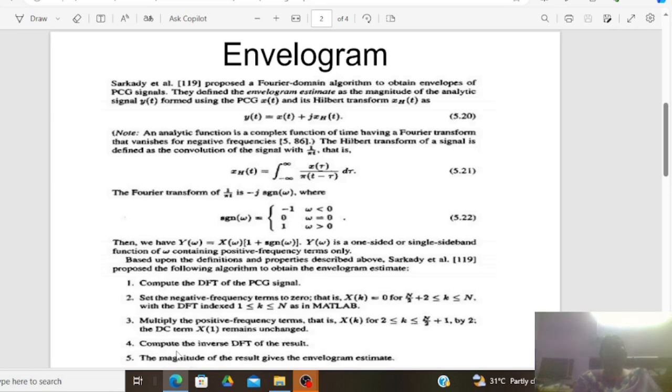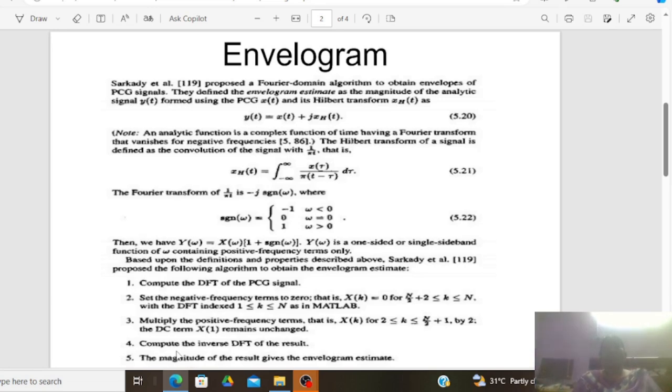Here, to estimate the envelogram, we are defining an analytical signal which is called y of t. This y of t is a combination of the PCG signal, denoted as x of t, and a Hilbert transform signal, expressed as x h of t. We take the PCG signal, apply the Hilbert transform to it, and get x h of t. These two signals we add. The combination of the PCG and its Hilbert transform gives you the analytical signal. Now this signal only we are going to analyze.